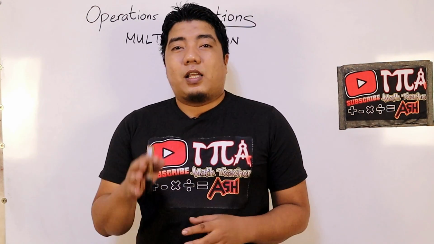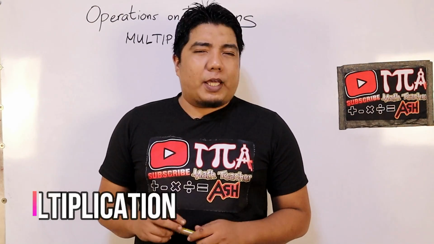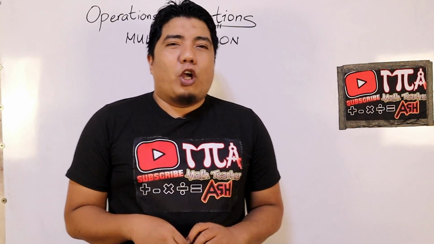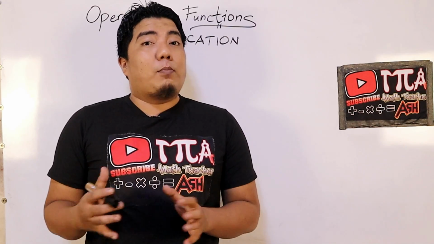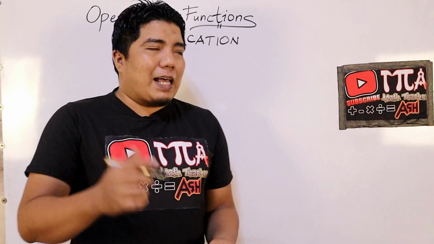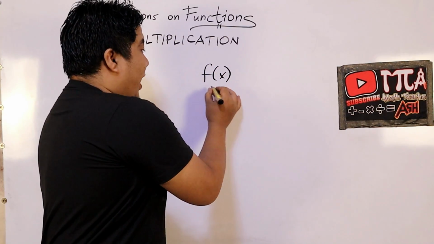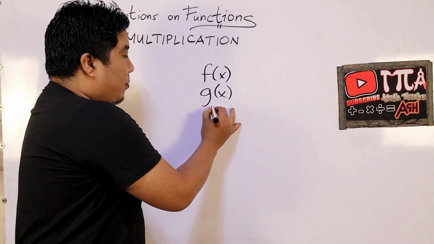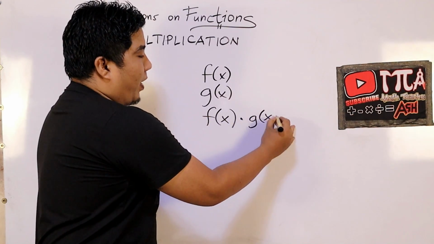Today we're going to discuss the third part of our operations on functions, and that is all about multiplication. The first question is, how do we multiply functions? So in multiplying functions, we are just applying what we have learned in the multiplication of polynomials, numbers, and expressions. Example, if you have your first function, f of x, and you have the second function, g of x. When you multiply them, that means you get the function f of x multiplied to the g of x.